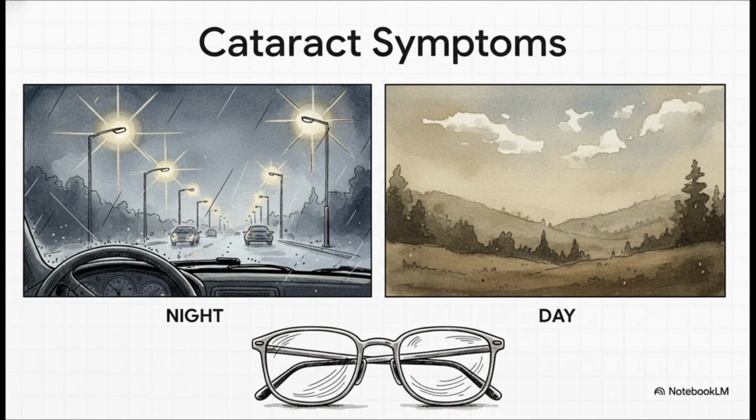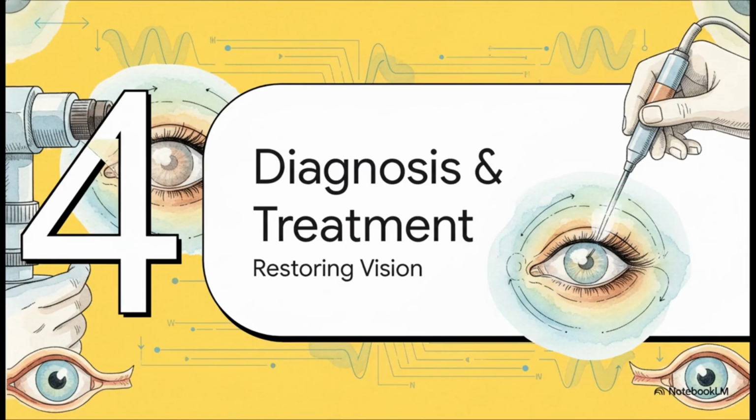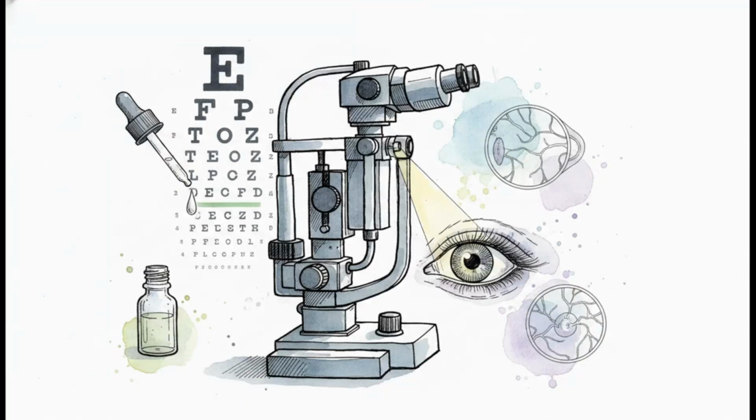Part 4. Diagnosis and surgical treatment. Diagnosis relies on a comprehensive eye examination. It starts simple, with a visual acuity test. Then the ophthalmologist uses a slit lamp examination. This is a highly specialized microscope providing a brilliant detailed view of the cornea, the iris, and the lens itself. Finally, with a dilated eye exam, special drops enlarge the pupil so the doctor can fully evaluate the opacity and ensure the retina at the back of the eye is perfectly healthy.